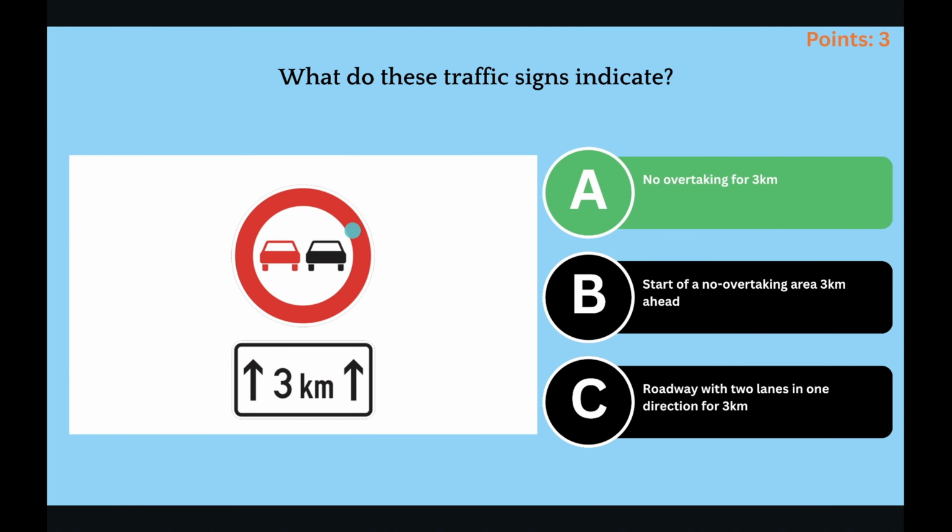This is communicated by these 2 arrows. If we didn't have these 2 arrows, the answer would have been B. But because of these 2 arrows, we now know we are in the middle of a no overtaking area.